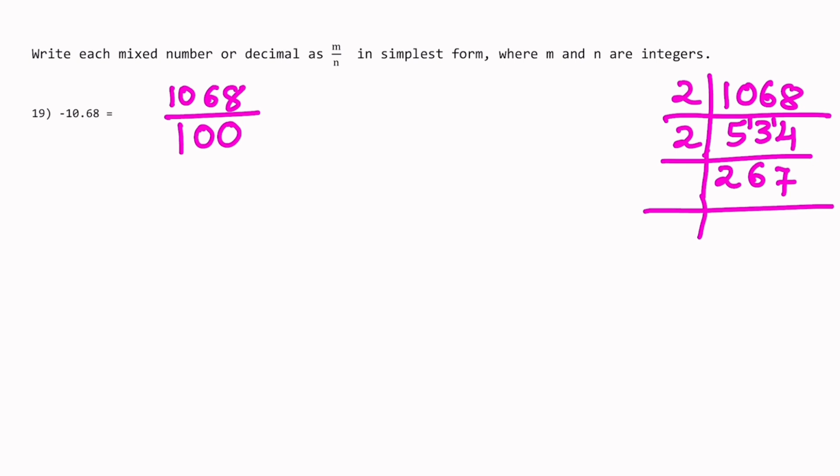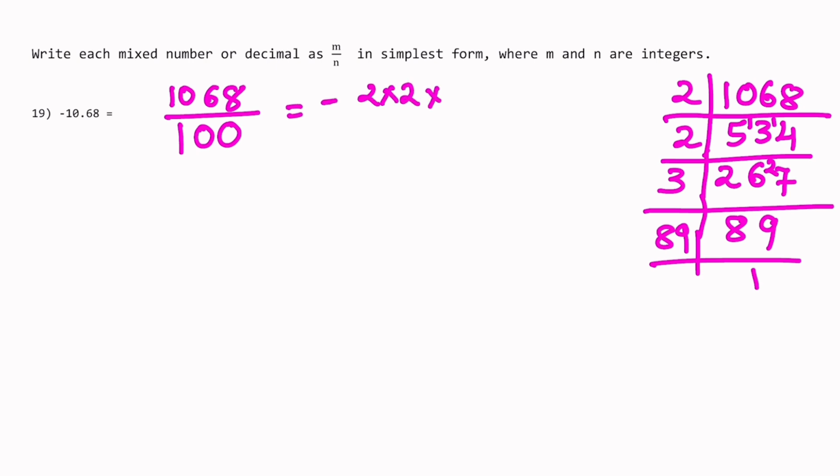So let's try the next prime number, which is 3. So for that, what do we do? 2 plus 6 is 8. 8 plus 7 is 15. 15 is a multiple of 3. So this number is also divisible by 3. So 2 times 8 is 24. 2 here. And 2 times 9 gives us 89. And 89 is a prime number. So it will be divisible only by itself and 1. So let's write this here. It's minus 2 times 2 times 3 times 89 over 100.